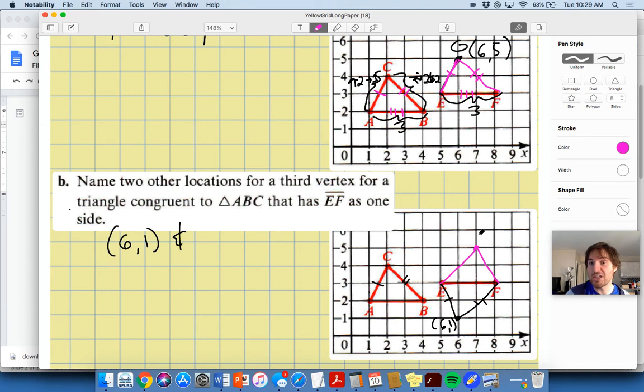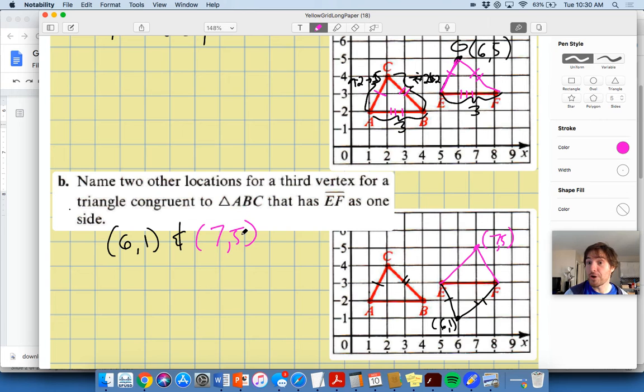So if this were H right here, then this would correspond as EFH is congruent to BAC. Anyways, they don't care about you writing out the congruence, but this one will get you the answer here. Okay, so this is one of your answers, 7, 5. Would be another answer.